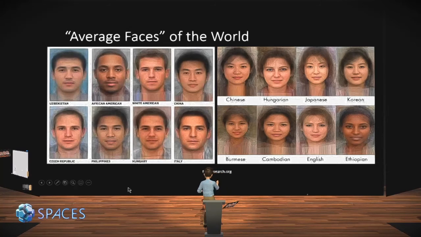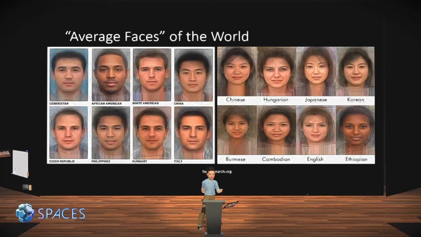For instance, the researchers over at faceresearch.org look at facial characteristics, so face analysis. And one of the nifty things is they've computed average faces across the world. Kind of cool, right? Each of these faces are distinct and unique, and they feel very human to you, but none of them actually exist. These images are the composite of hundreds of faces in each one of these countries averaged together. Cool, right?